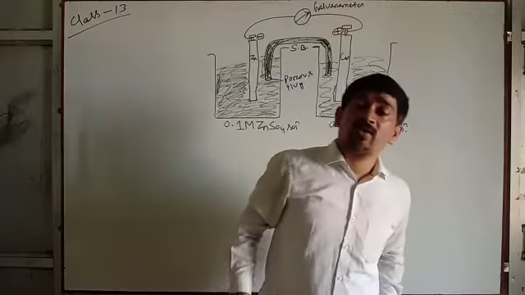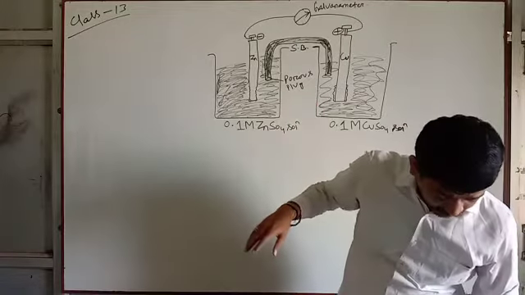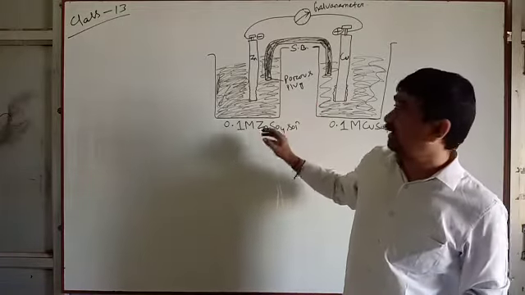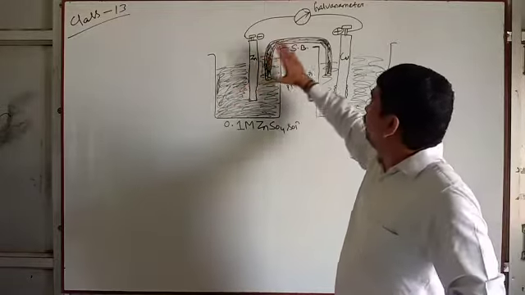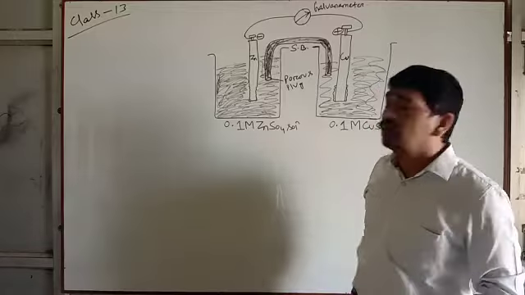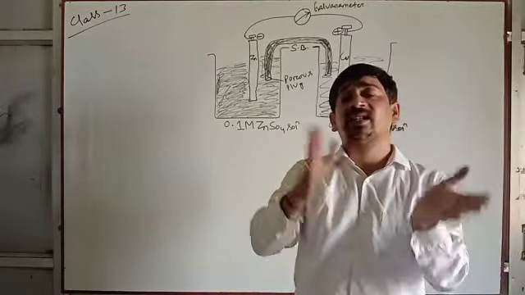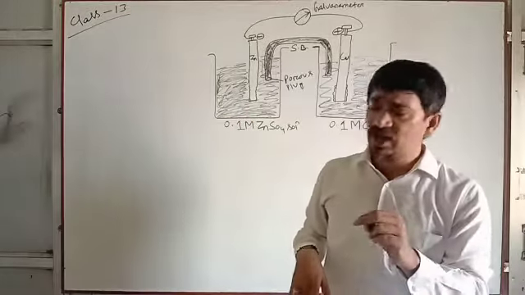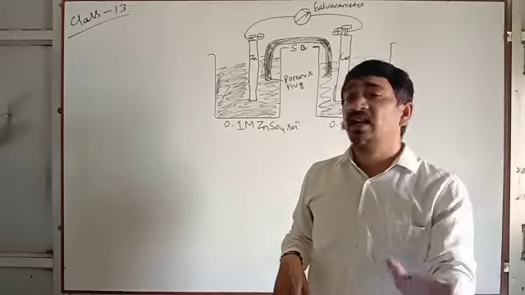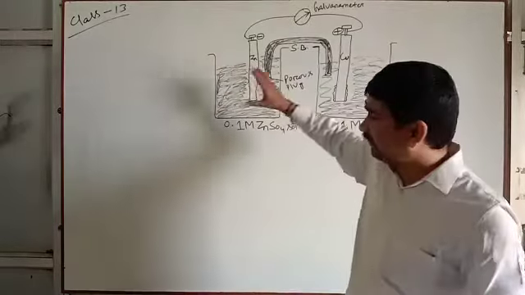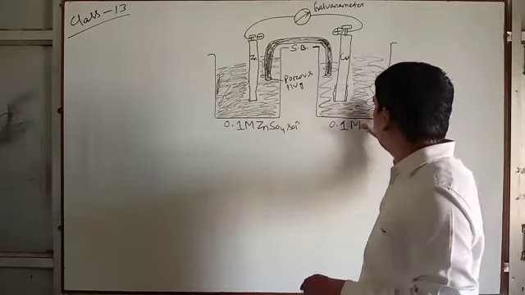So this is all about the diagram of galvanic cell. So what is galvanic cell? First you write the definition. Galvanic cell is a device which converts chemical energy into electrical energy. First write the definition, then you draw the diagram.